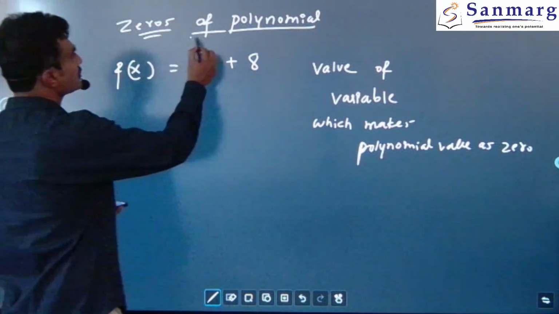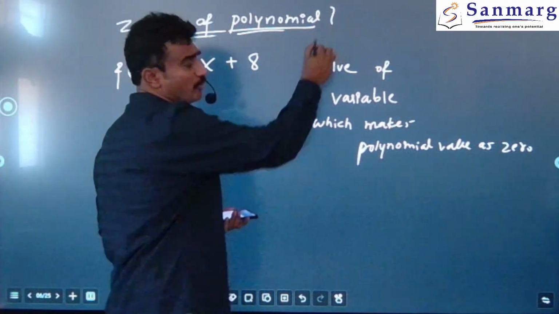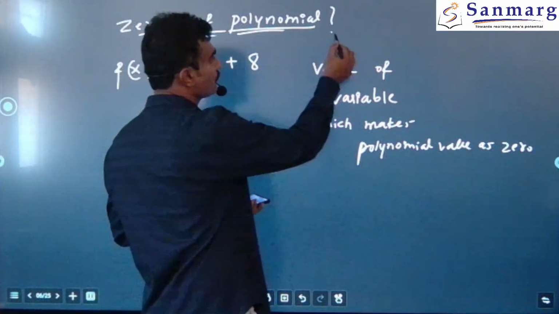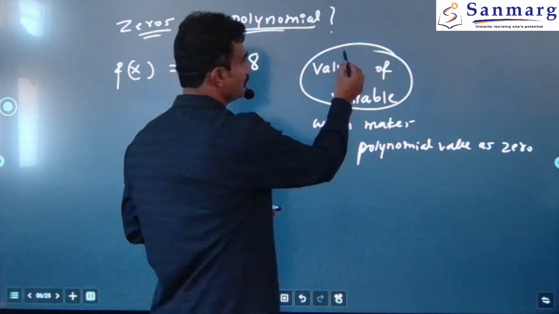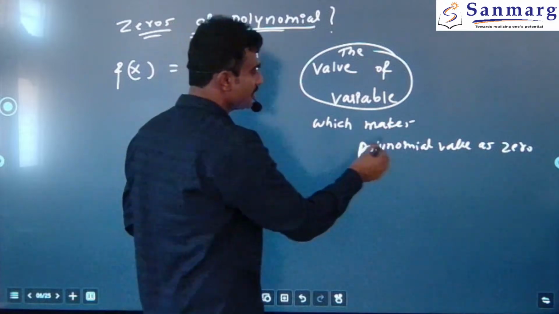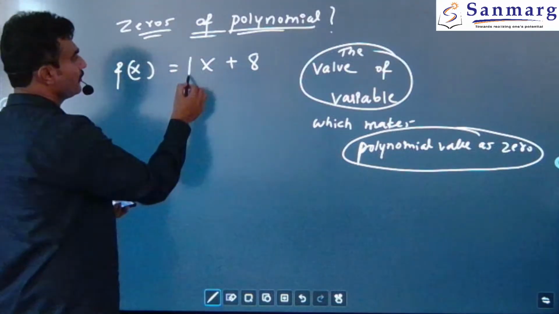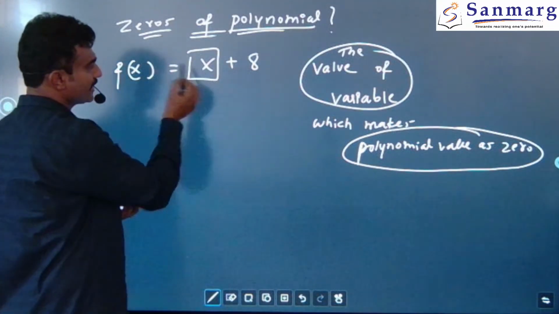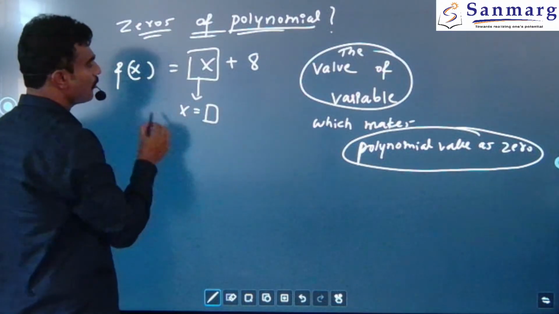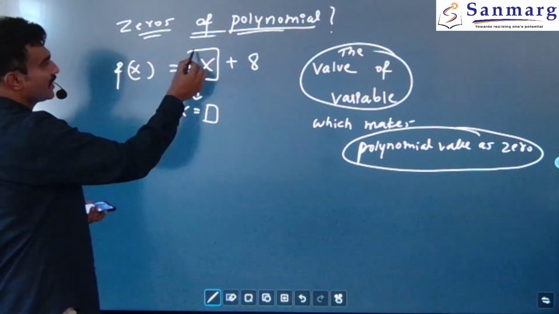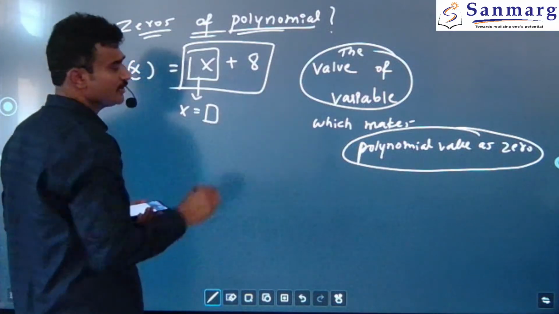Next important topic is zeros of the polynomial. What is the zero of a polynomial? Zero of a polynomial indicates the value of a variable which makes the polynomial value 0. Here the variable is x. So for what value of x will this whole expression be 0?